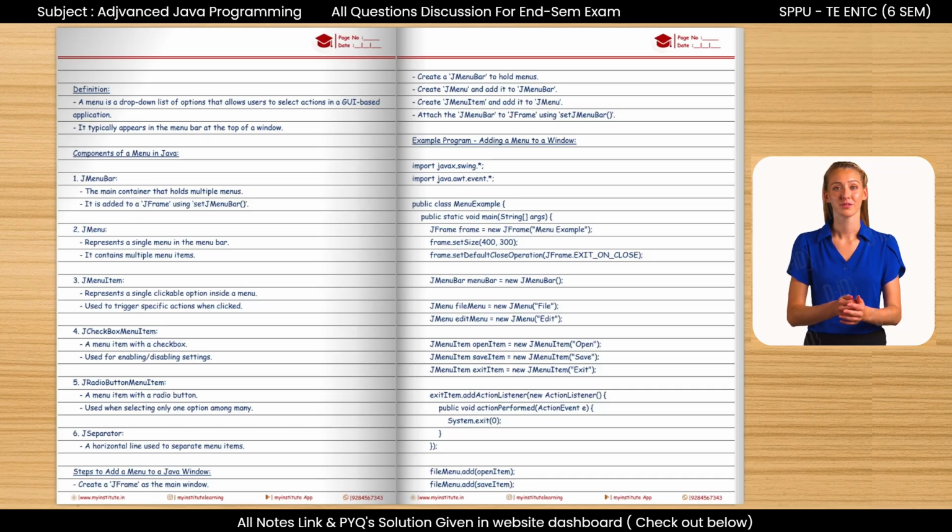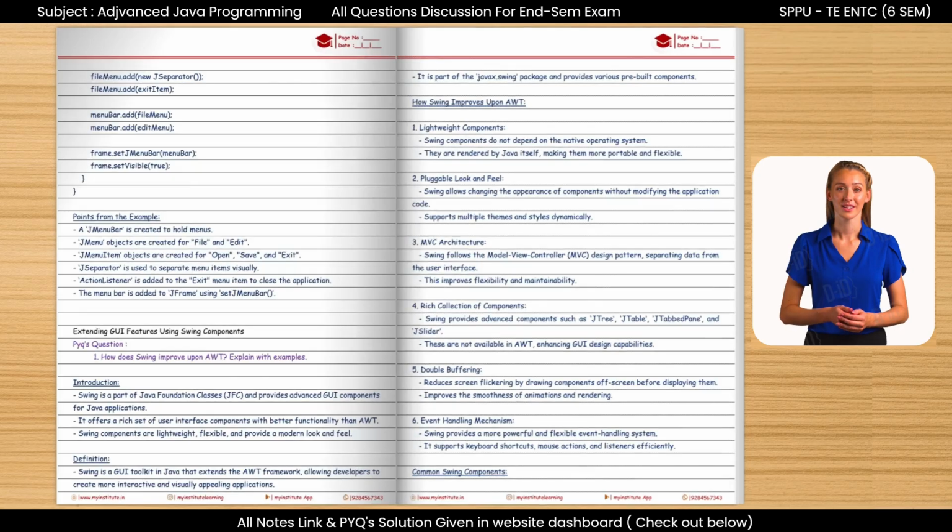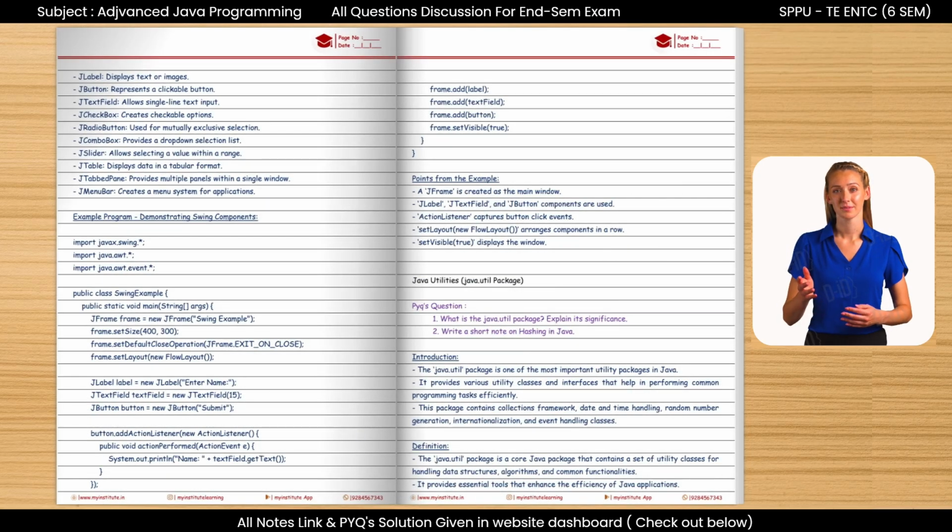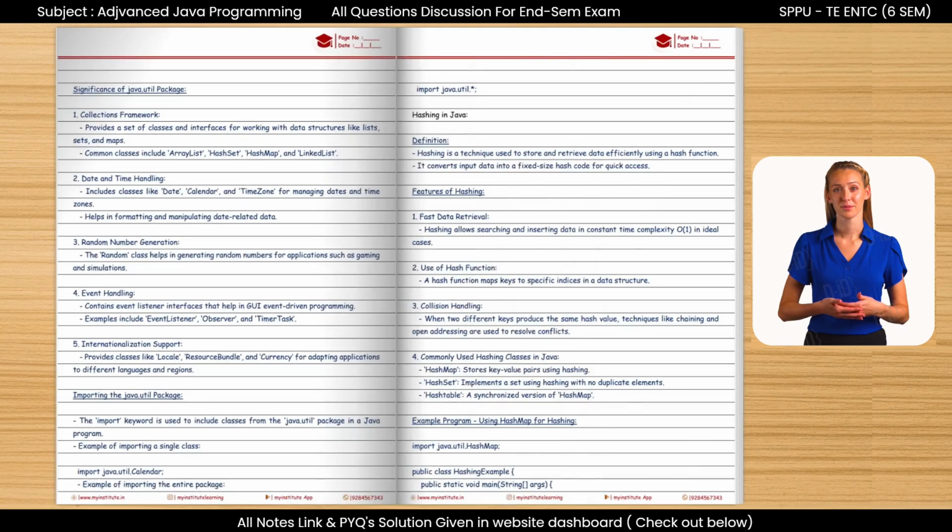Now let's move on to our next topic, which is the java.util package. From this topic, we can expect the question like, what is the java.util package? Explain its significance. The java.util package is a collection of utility classes that help in tasks like handling dates, generating random numbers, and working with collections such as lists and sets. It includes important classes like ArrayList, HashSet, HashMap, and Collections.